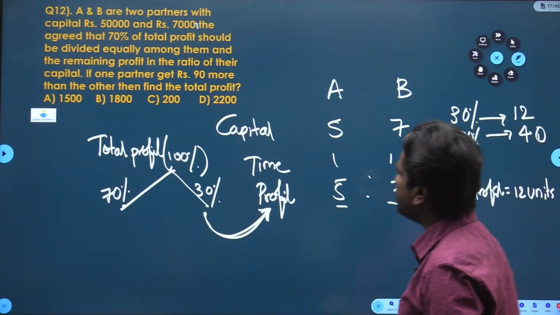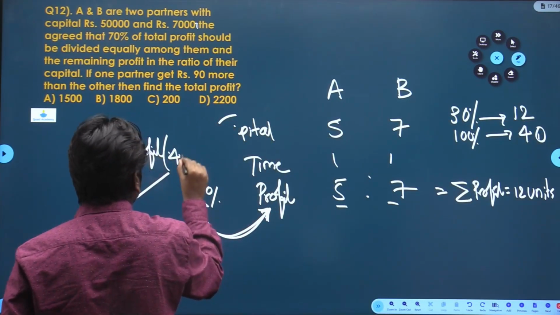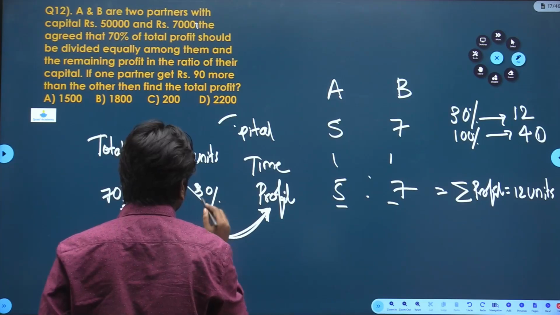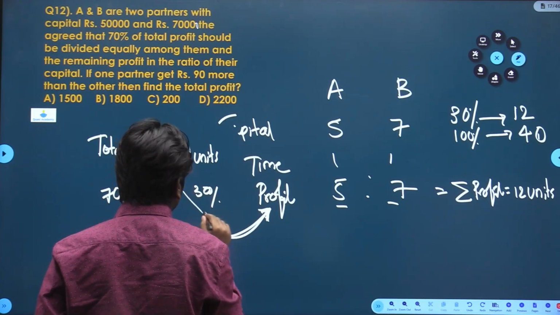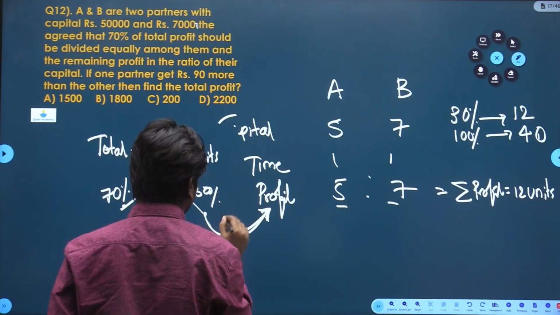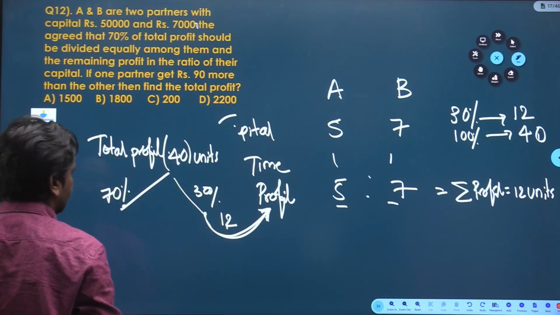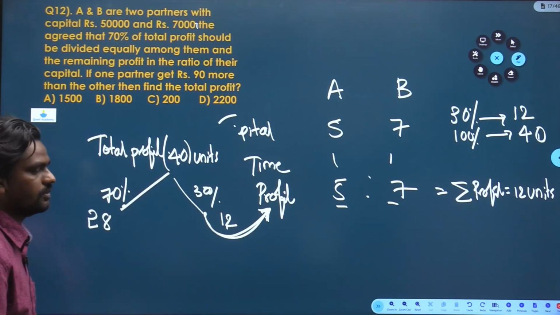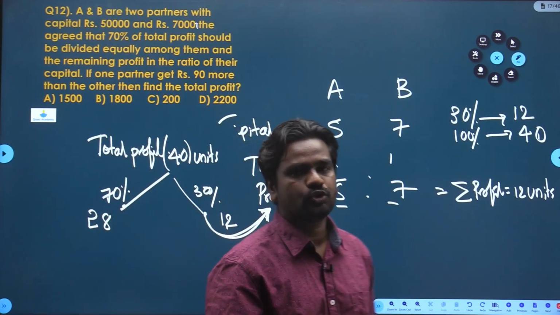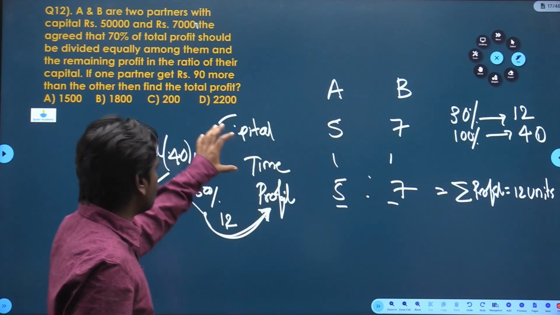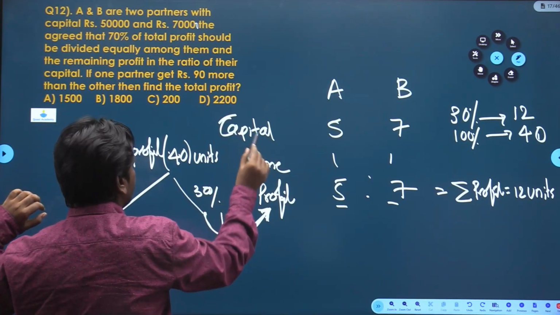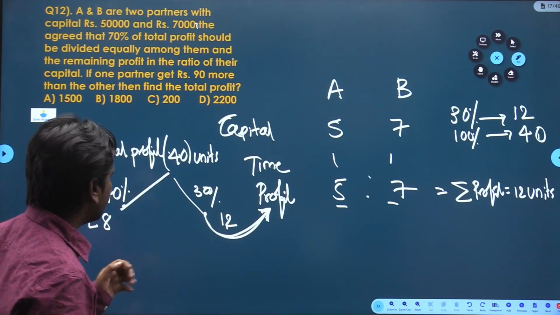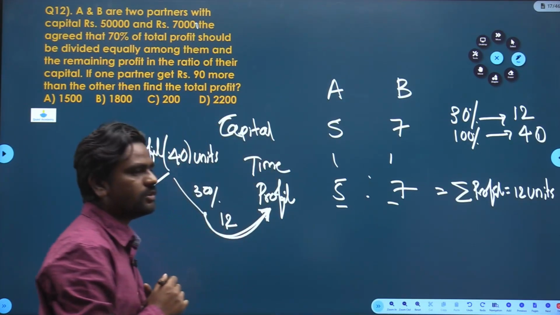So here you assume the total profit as 40 units. Then 30% is how much? 30% is 12 units. Now what is 70%? 70% is 28 units. We are assuming the total profit as 40 units. Then the 30%, 12 units, will be distributed to A and B based on their capital ratio.